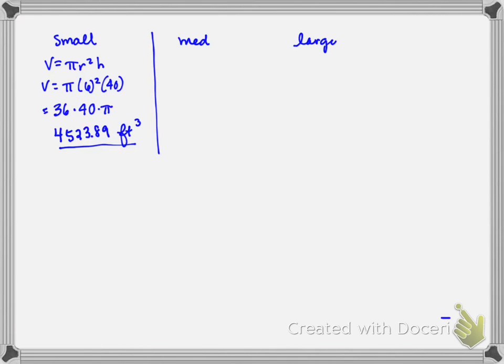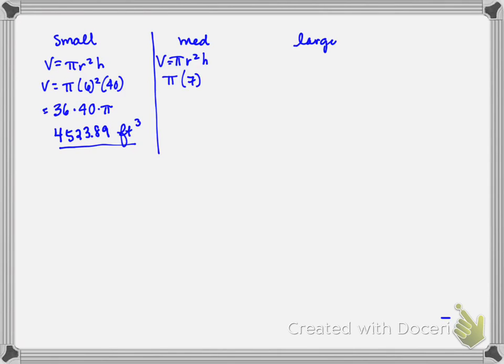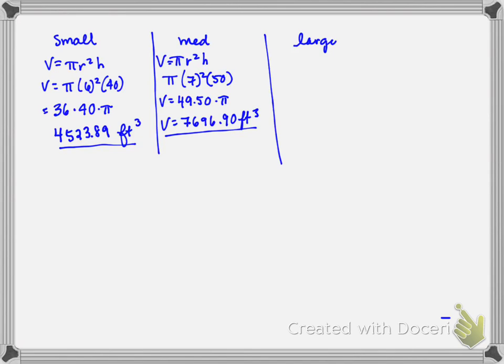The medium, same formula, pi r squared h for volume. So pi times the radius was bigger, it was 7 squared, and then times the height, which was 50. So volume equals 49 times 50 times pi. Once again, put that in your calculator. When I do that, I get the volume equals 7,696.90 feet cubed.